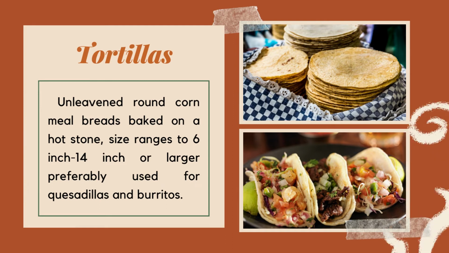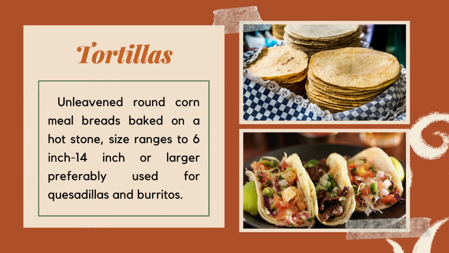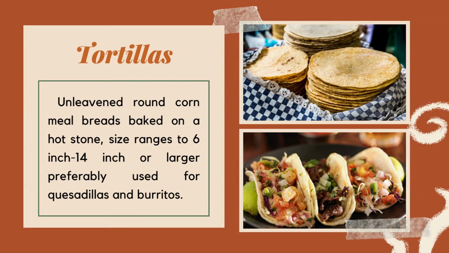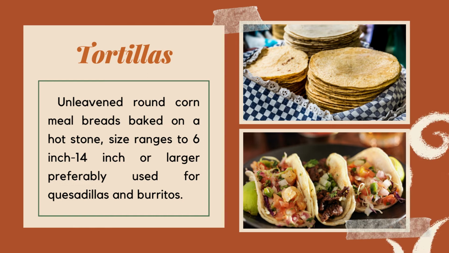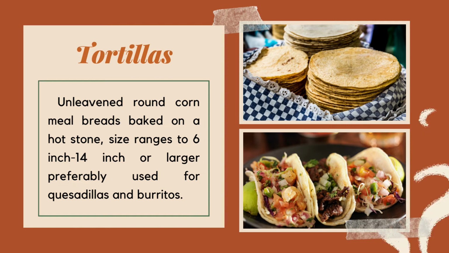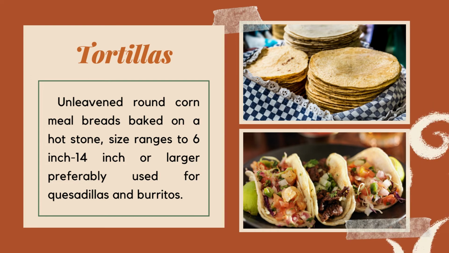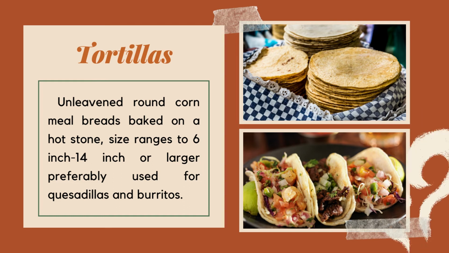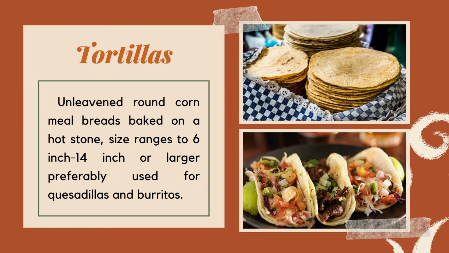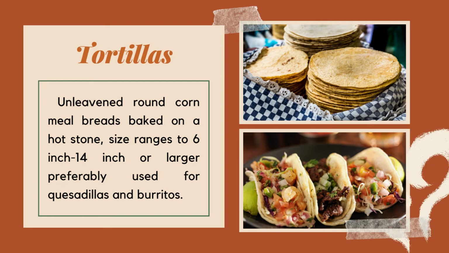The first one is tortillas. Tortillas are unleavened round corn meal breads baked on a hot stone. Size ranges from 6-inch to 14-inch or larger, preferably used for quesadillas and burritos. So this one is a thin, round Mexican bread made from corn or wheat flour.